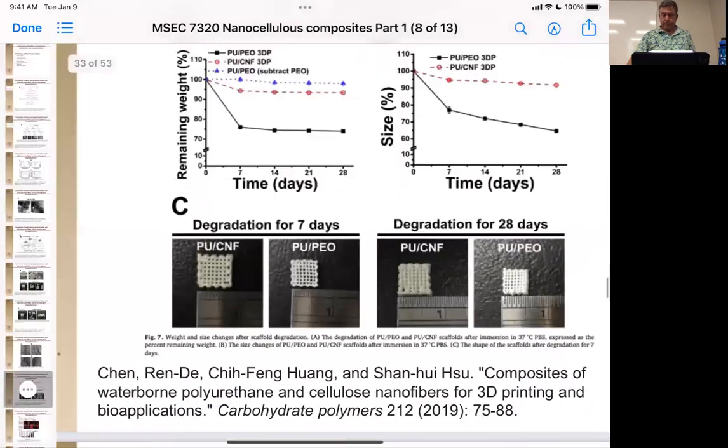So what's PBS? PBS, you said that's what they used. Not synthetic blood serum. Sure, it's a buffer mixture. Yeah, that makes sense. A buffered artificial saline.